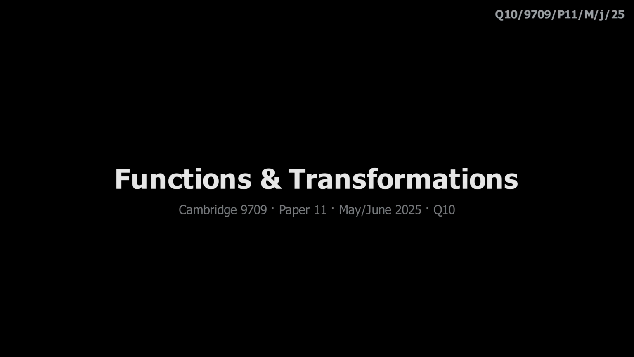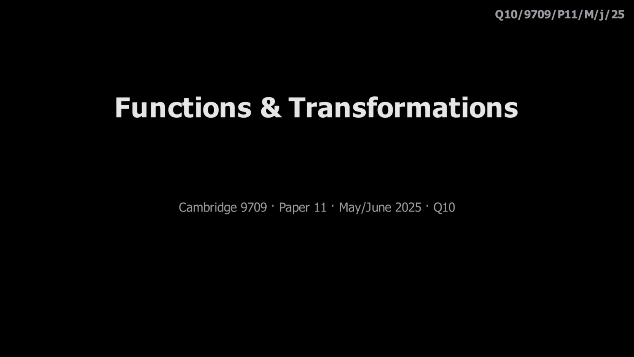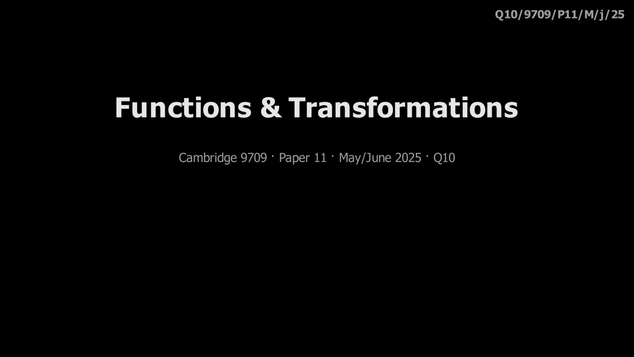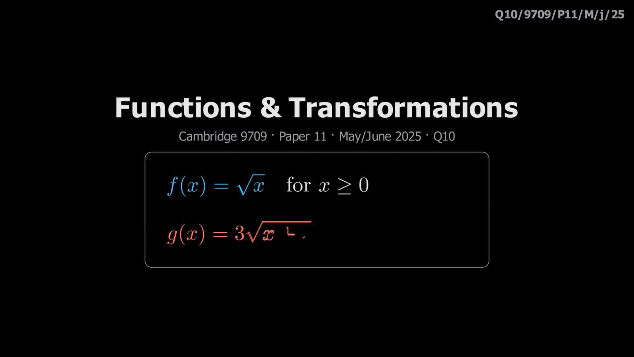Question 10, Paper 11, May-June 2025. In this question we work with square root functions, their inverses, and transformations. We are given f of x equals root x for x greater than or equal to 0, and g of x equals 3 root (x plus 2), minus 5, for x at least minus 2. Both functions are shown on screen.